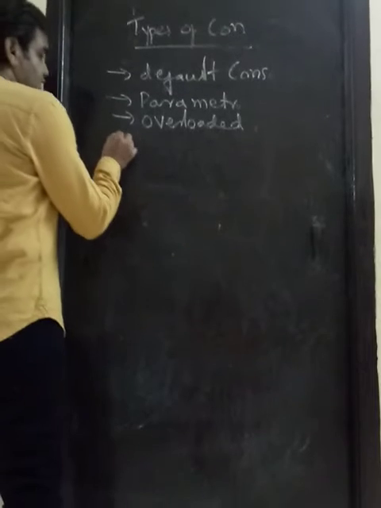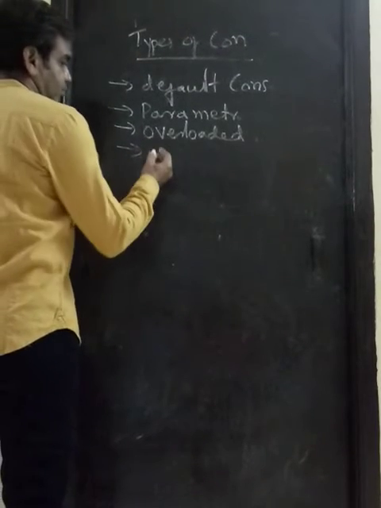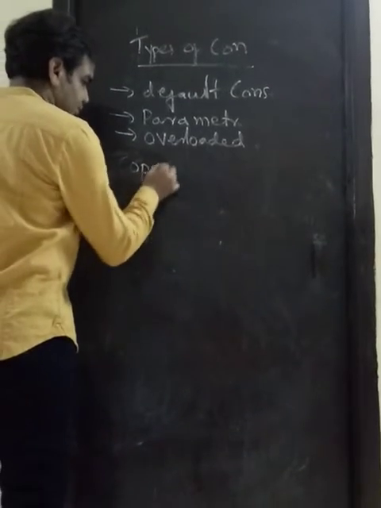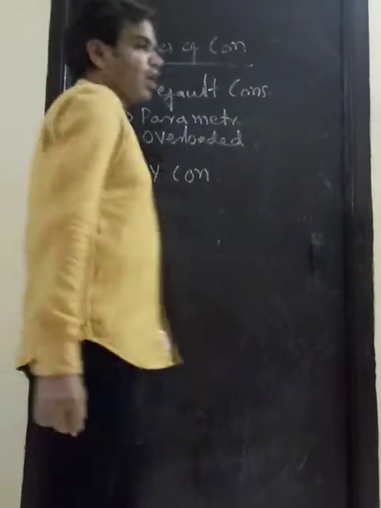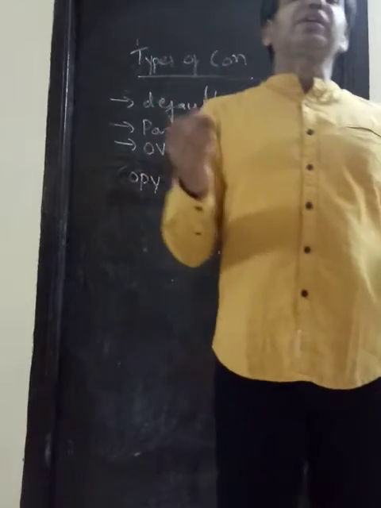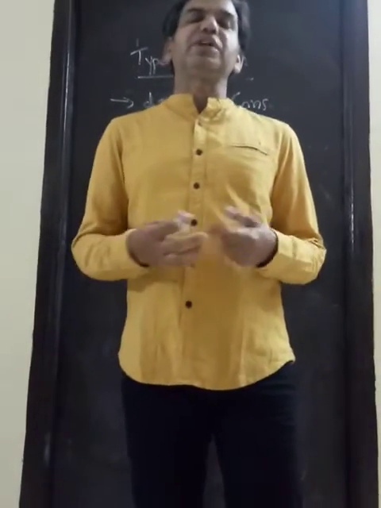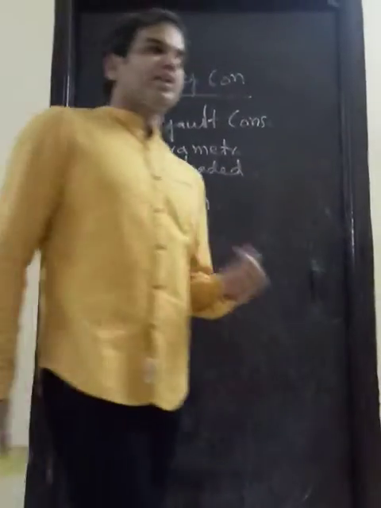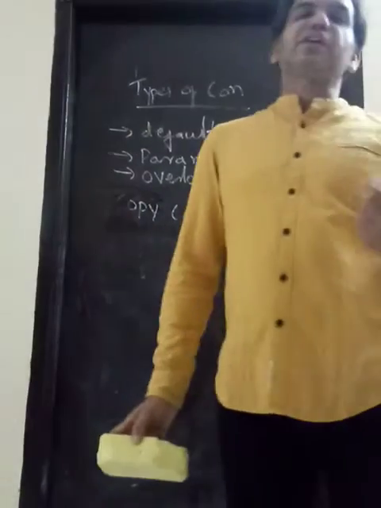Last one, we can also use the copy constructor. Copy constructor means copying a constructor. One object of a class can be copied into another object of the same class. That concept is called a copy constructor. So these are the various types. First of all, we will see another program which is based on the constructor.